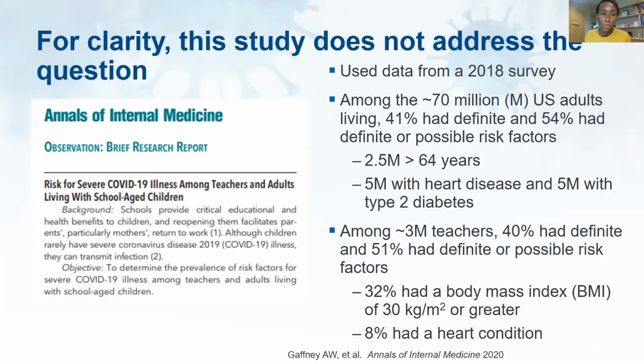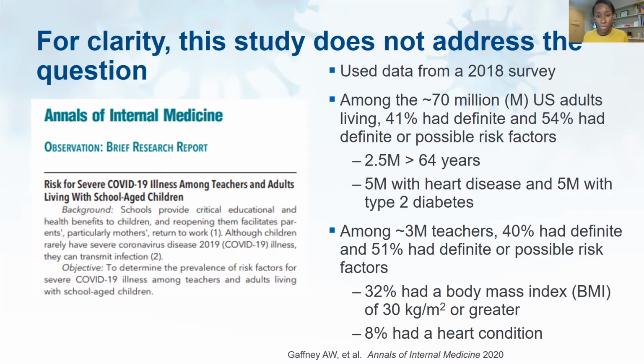I think the reason we included this study is that at the time of the original webinar, there was a study that came out looking at the risk for severe illnesses among teachers and adults in school-age children. And there were questions about if this was directly related to schools. But all the study was saying was that they looked back at a 2018 survey. It was a population study, a survey that looked at about 70 million US adults and defined them into possible or definite risk factors that are associated with COVID-19.